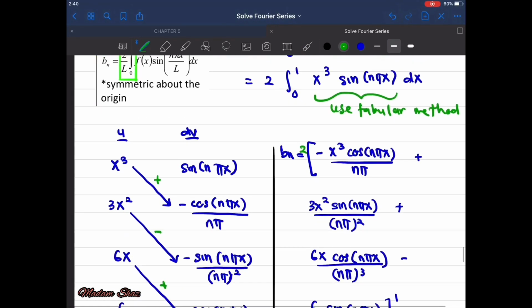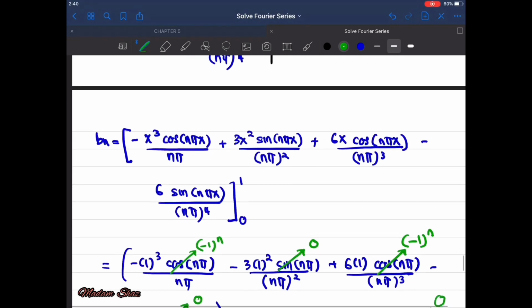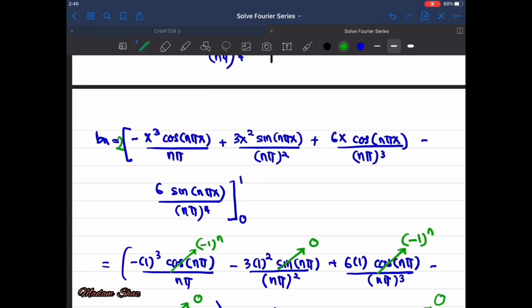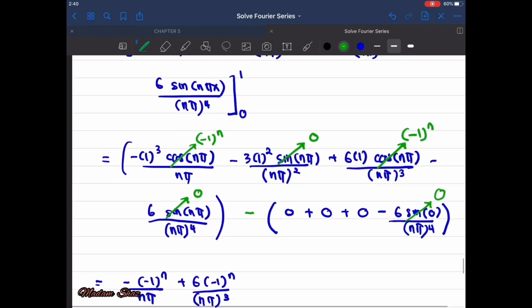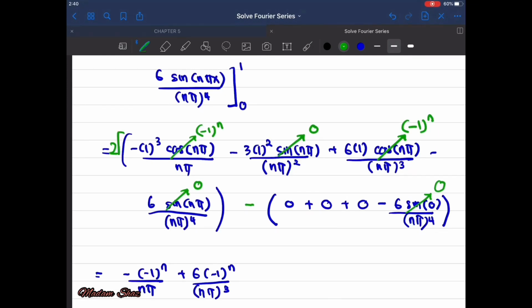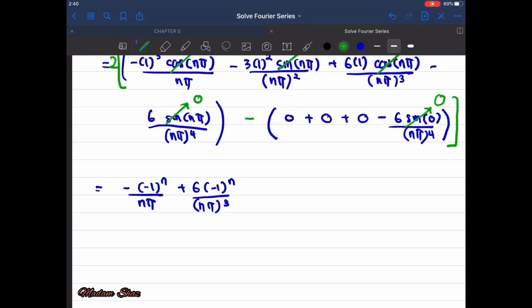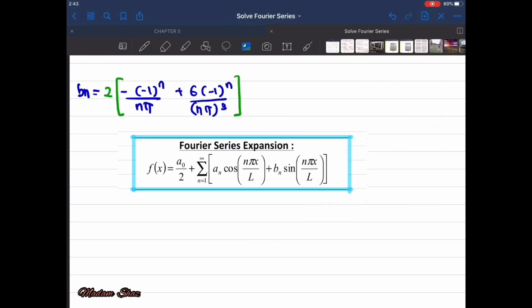2 at the front. This one we also have 2 at the front. This one 2 multiply with the whole thing. This one we have 2, and this one we have 2 at the front, multiply with the whole thing. So this is the answer for our Bn. So now we want to write the final answer in terms of Fourier series expansion. You have to substitute the value for the A0, An and Bn.